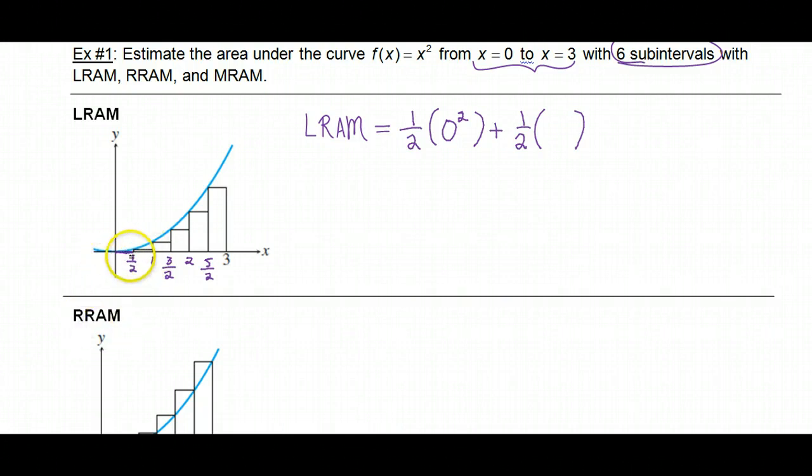The next one also has a base of 1/2, but if you see it, it's really small. What's the height of that rectangle? We use the left endpoint, which is 1/2, and we square it. We just keep on using whatever the next base is squared. So the next one is 1 squared, then 3/2 squared, then 2 squared. These are going to be tedious.